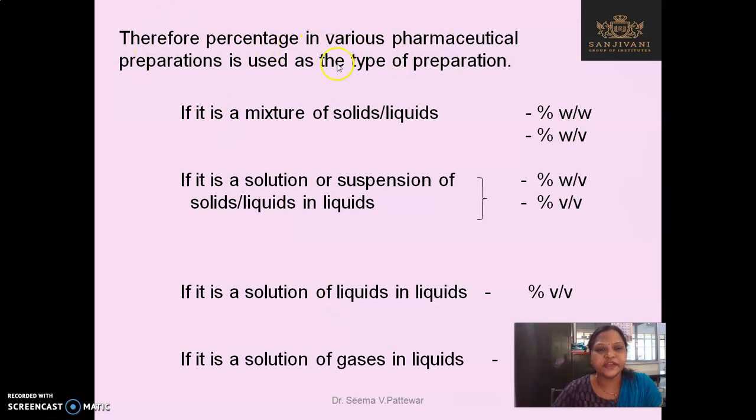So the percentage in the various pharmaceutical preparations is expressed according to the type of the preparation. If it is a mixture of solid in liquid, you can write in both cases W by W and W by V. If it is a solution or suspension of solid or liquid in liquid, then again W by V and V by V. If it is the solution of liquid in liquid, you have to write V by V. If it is a solution of gases in liquid, you have to write W by V. You have to take the weight of that gas and divide it by the volume.